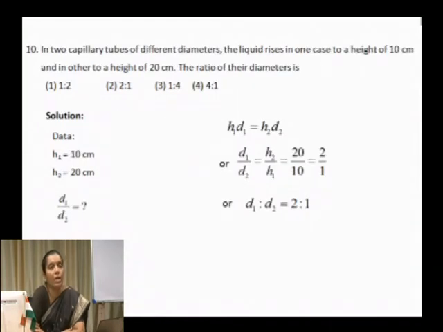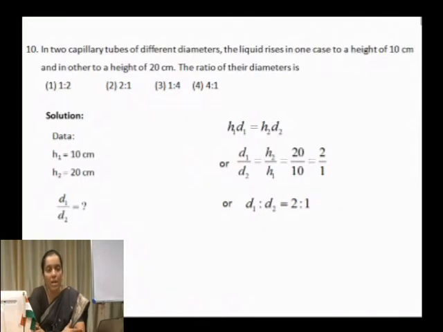The next problem, in two capillary tubes of different diameters, the liquid rises in one case to a height of 10 centimeter and in another to a height of 20 centimeter. The ratio of their diameters is dash. Since the density and the surface tension of the liquid remain the same, the product H1 D1 must be equal to H2 D2. Here the heights in two different capillary tubes, H1 is 10 centimeter, H2 is equal to 20 centimeter. We are asked to calculate the ratio of the diameters, that is D1 by D2.